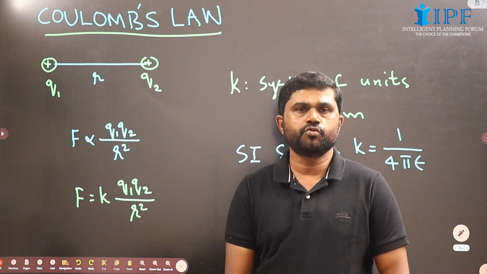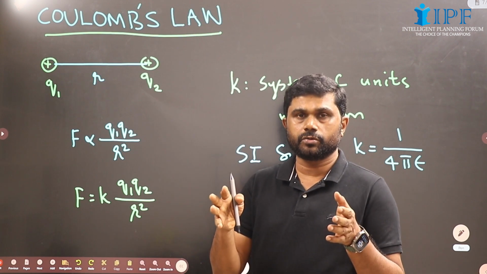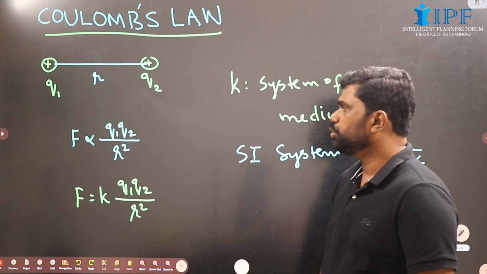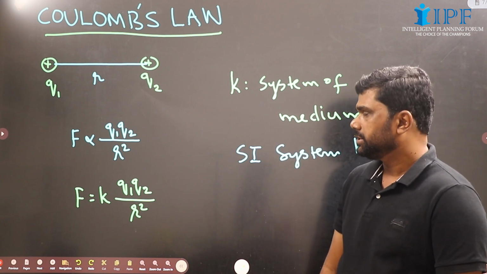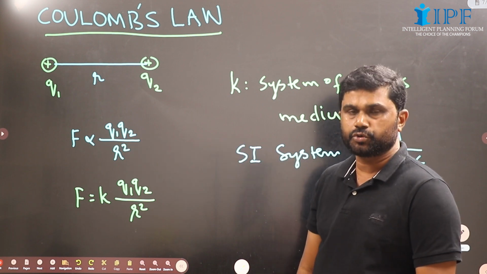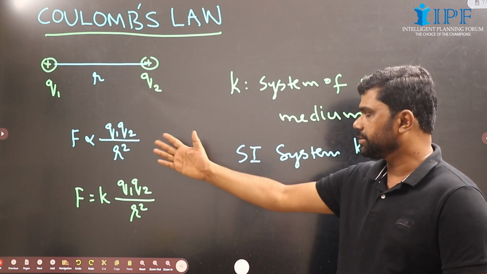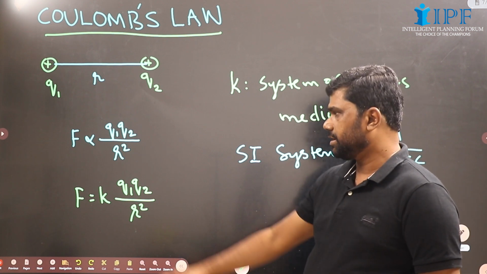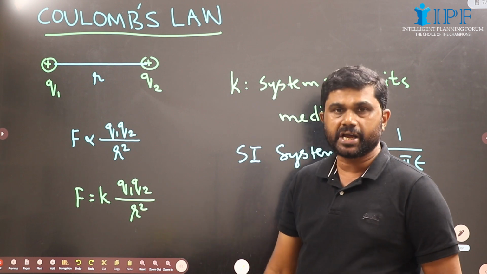Now we have Coulomb's law, the electrostatic interaction between two charged particles. We have Q1 and Q2 kept at a separation R. Then the electrostatic force between them is directly proportional to Q1, Q2 and inversely proportional to the square of the distance between them. So we can write F proportional to Q1 Q2 by R square. This proportionality can be replaced by equal to with a constant of proportionality K.